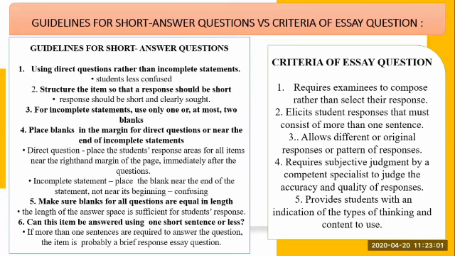So we move on to the criteria of the essay question. The criteria of an essay question are: 1. Require examinees to compose rather than select their response. 2. Allow student responses that must consist of more than one sentence. Next, allow different or original responses or patterns of response, requiring subjective judgment by a competent specialist to judge the accuracy and quality of the response. Last, provide students with an indication of the type of thinking and content to use.